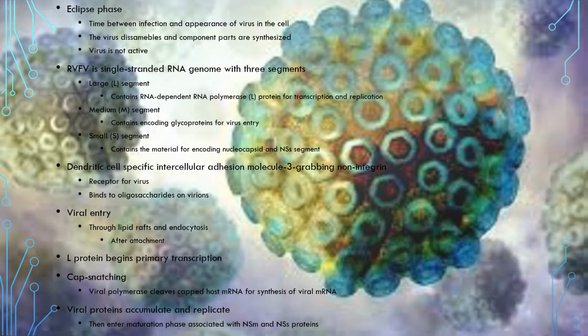The L protein that comes from incoming virions will begin primary transcription. The viral polymerase will then cleave the capped host mRNA to prime the synthesis of viral mRNA, which is known as cap snatching. From here, viral proteins will accumulate and replicate, which enters the maturation phase associated with the NSM and NSS proteins.